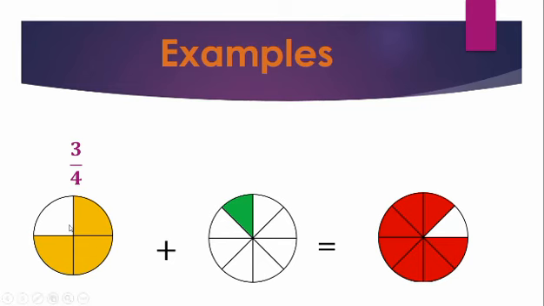Now take another example. Look at the first circle. This circle gives the fraction 3 over 4 plus the second circle 1 over 8, and this equals 7 over 8 as you see from the charts.